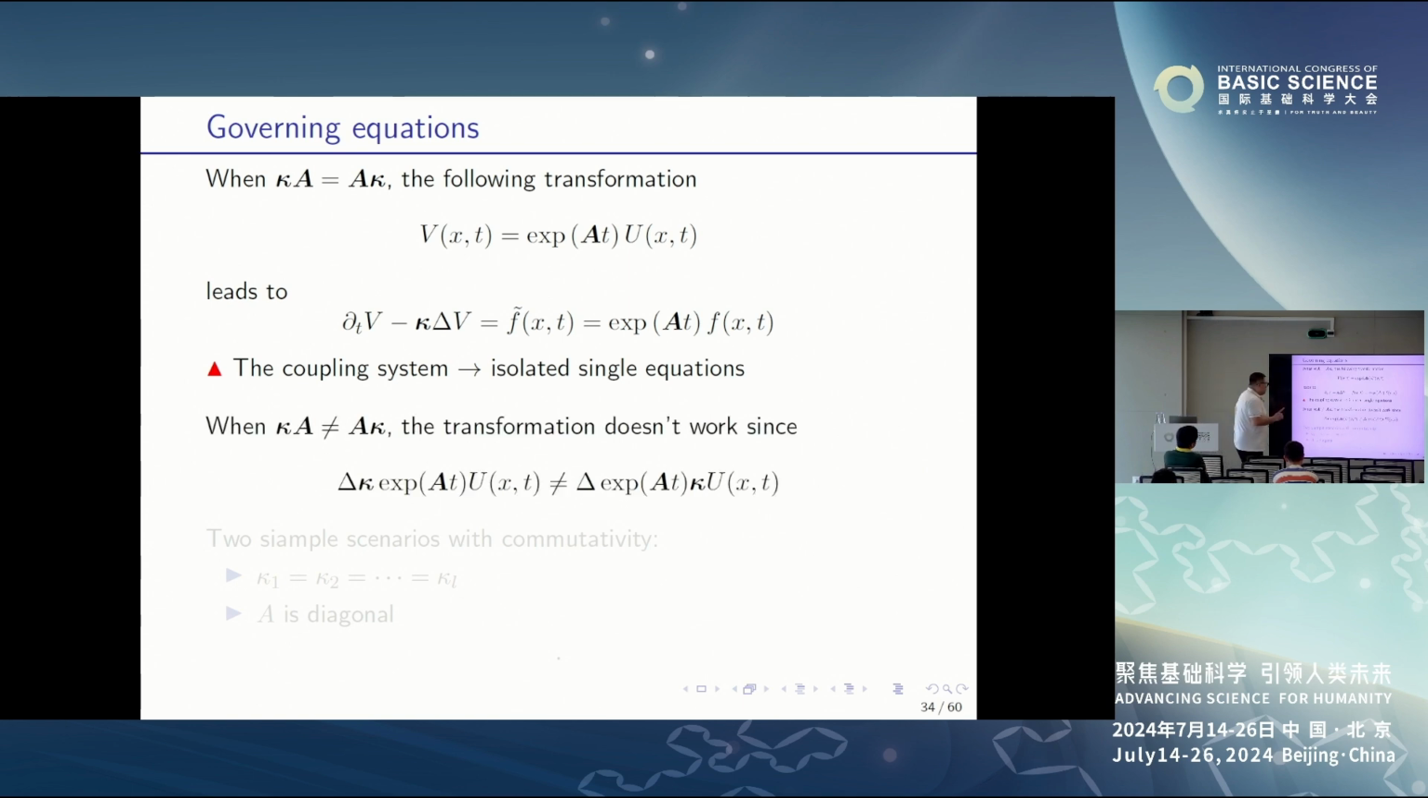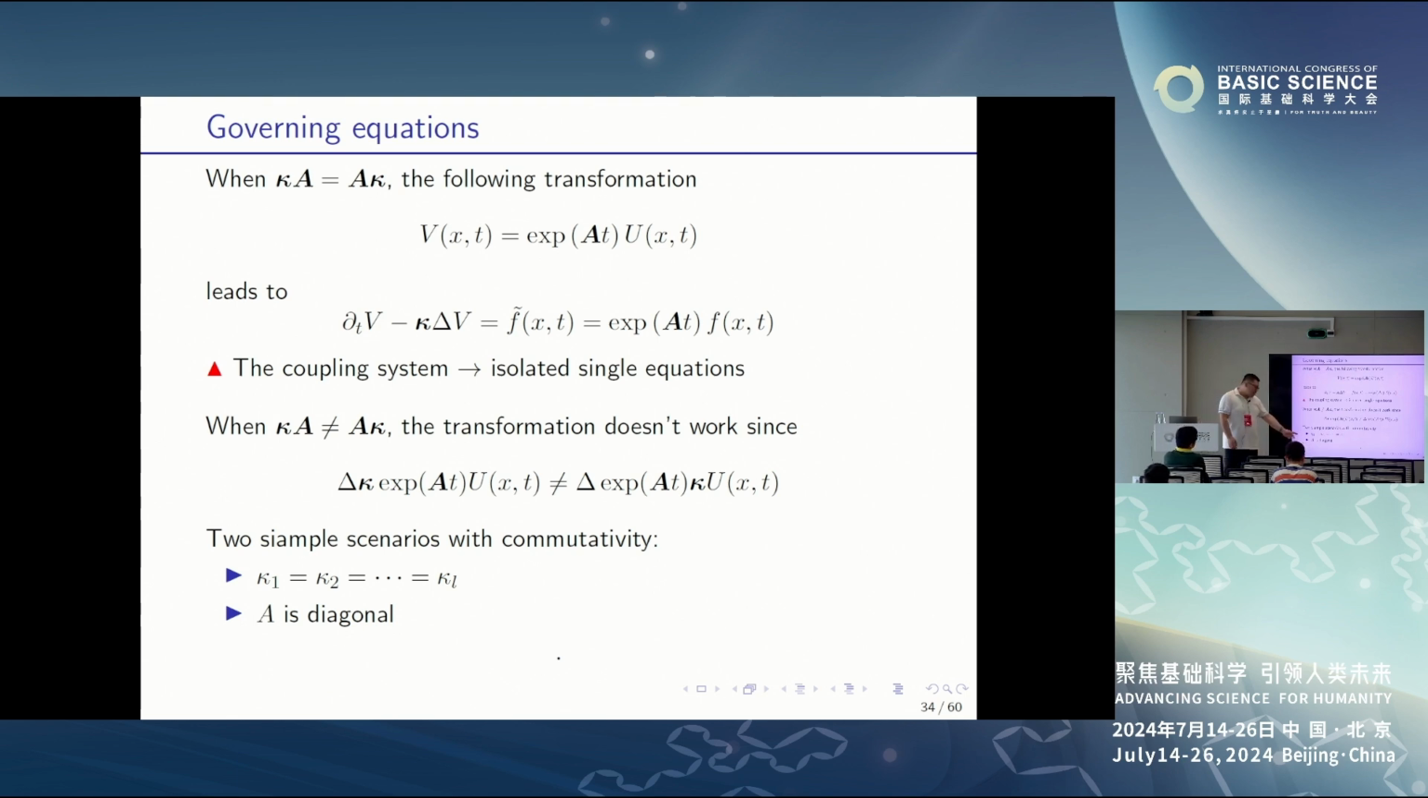But when we do not have this identity, when kappa A is not equal to A kappa, then the transformation doesn't work. So we cannot decompose it into the previous one. And here we list some simple scenarios, sorry for the typo, where we can get this condition. The first one is if all those L different pollutants share the same diffusion coefficient, then this kappa just equals kappa 1 times the identity matrix. Of course, we can have kappa A equals A kappa.